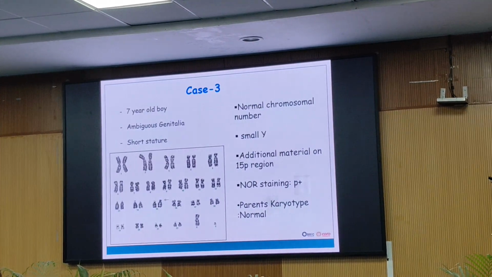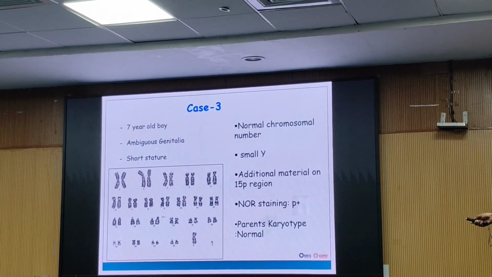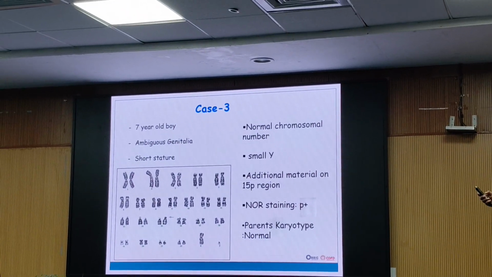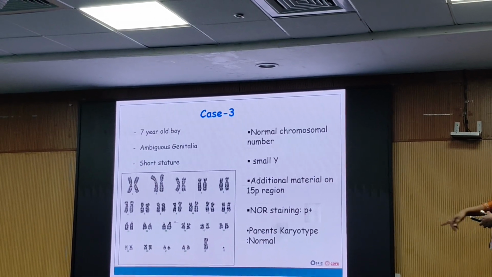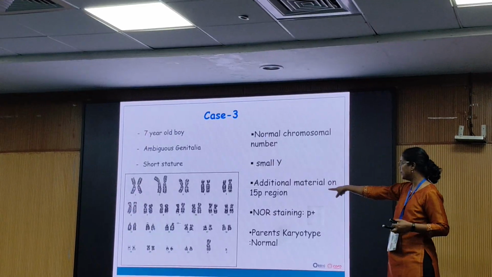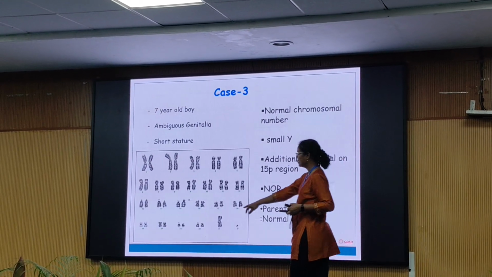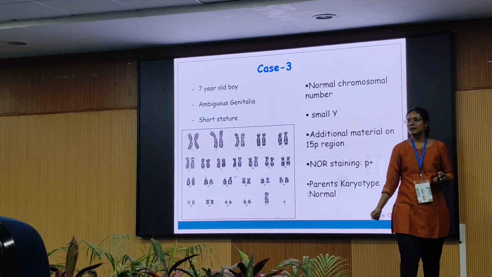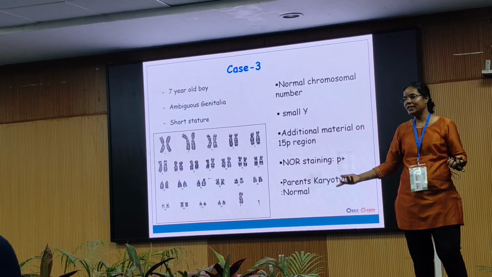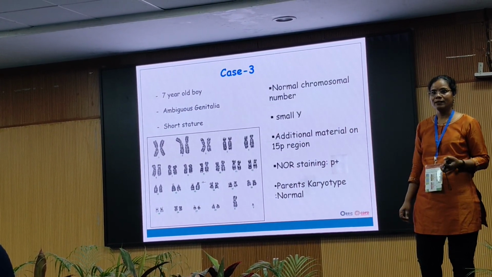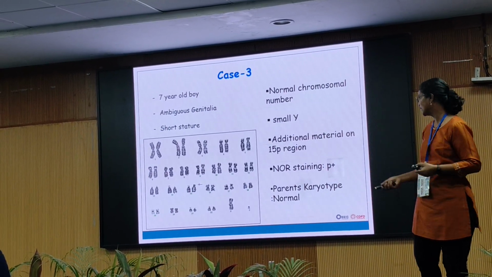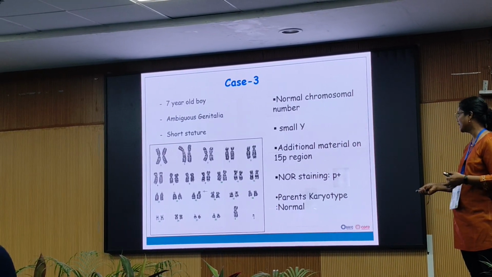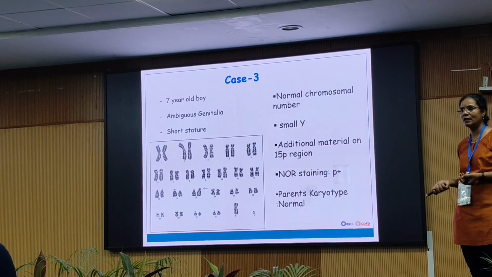So the third case is a 7-year-old boy with ambiguous genitalia and short stature. You can see here the normal chromosome number was there, that means 46. And then a small Y, you can see a very small Y over here. And additional material was present on this 15p. So here there is an additional material, right? So now what will we do? Additional material on chromosome 15. We ideally will go ahead for doing one test. What is that? AgNOR. That also we can do. That test showed that it is positive for a euchromatic region, and then parental karyotype we always do when there is an abnormality, it was normal. So it's a de novo case.